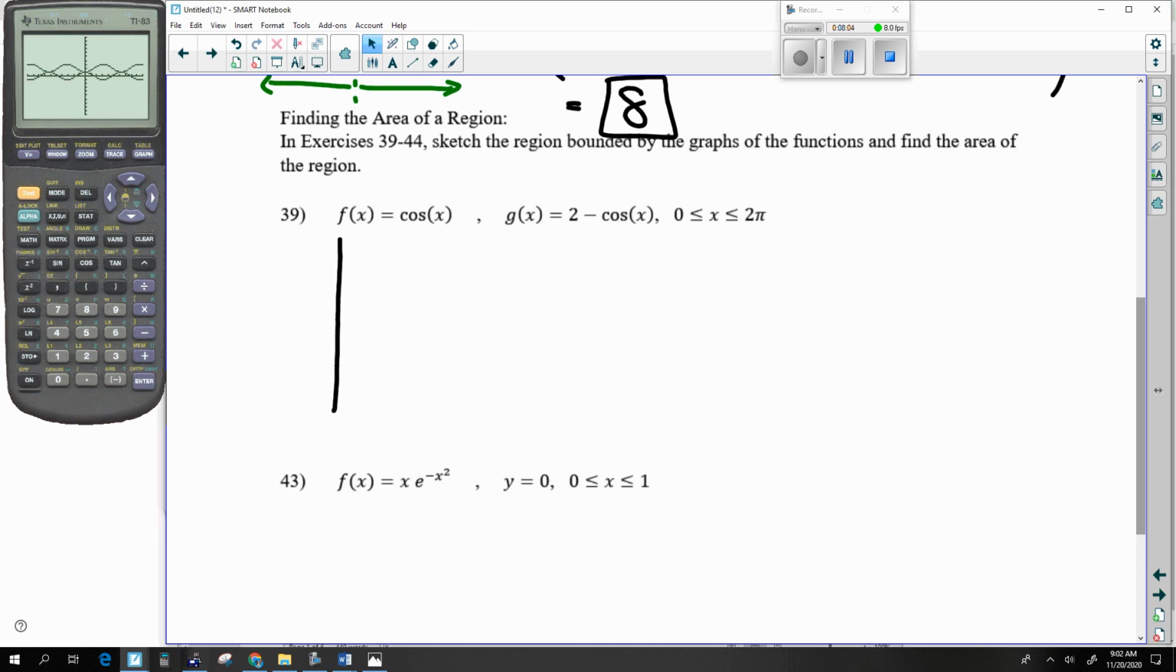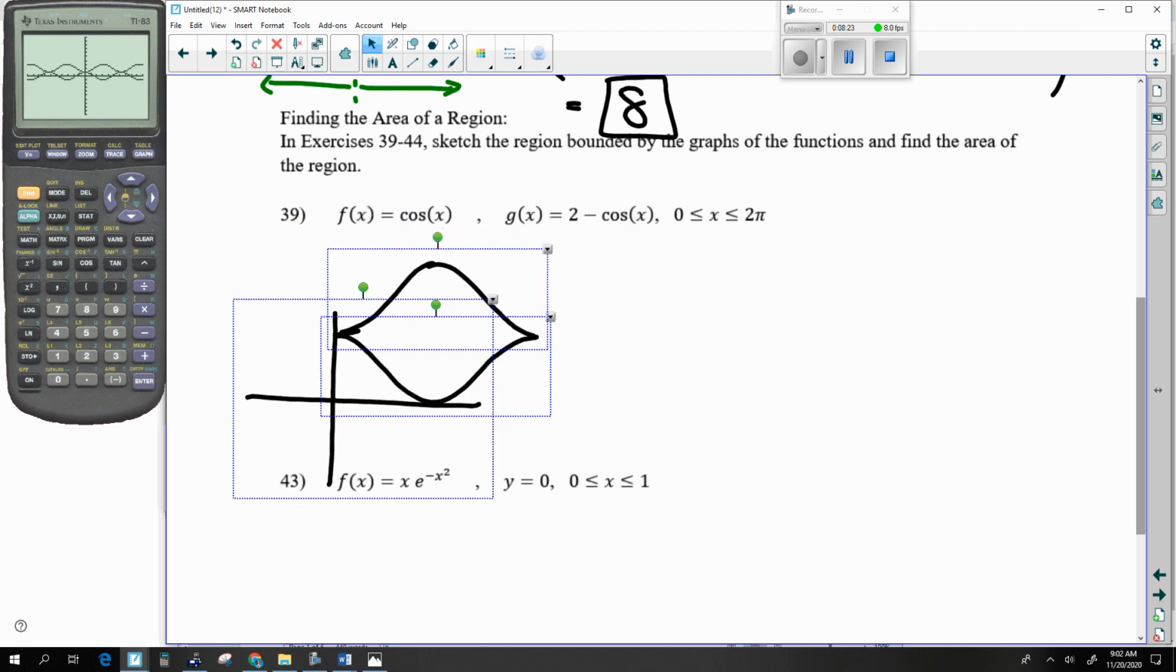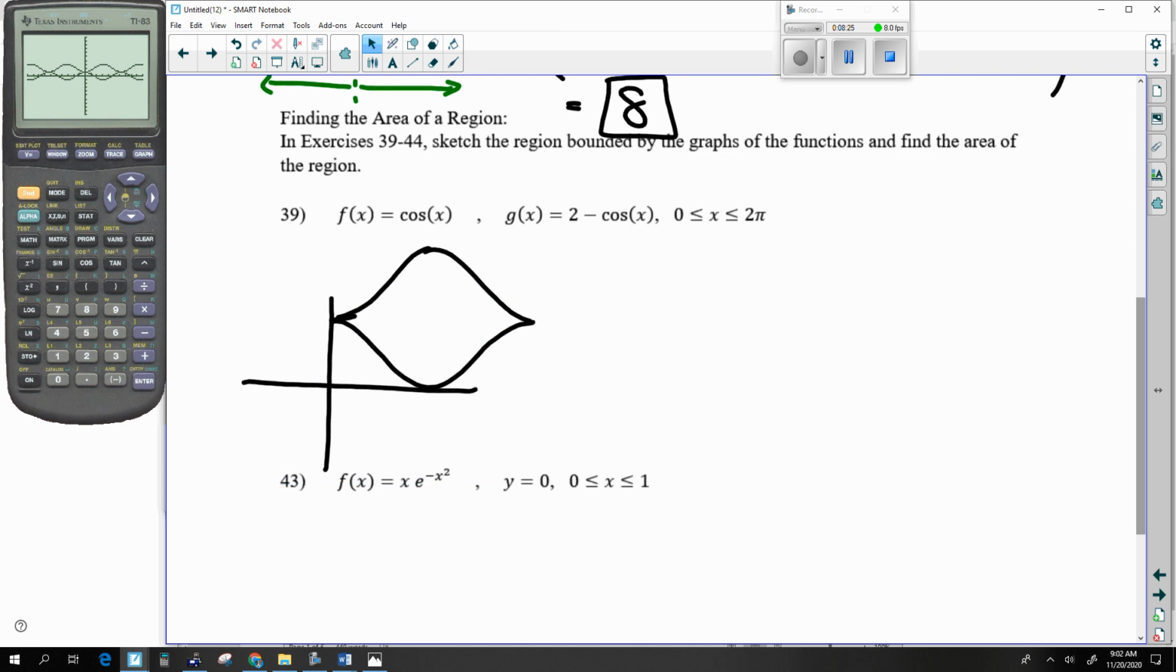So the interval that we are interested in is one of these guys right here. Something like that. Where this regular cosine keeps going back down, and this one is already.